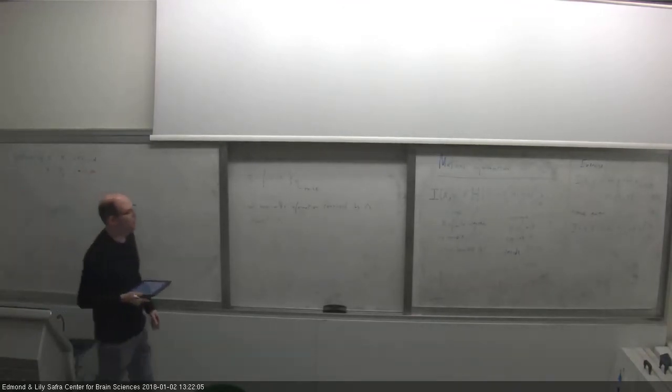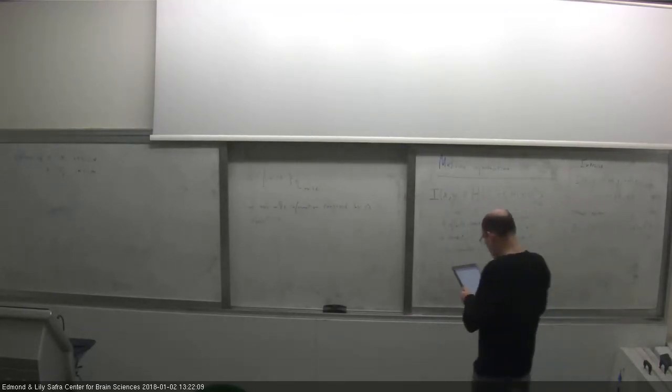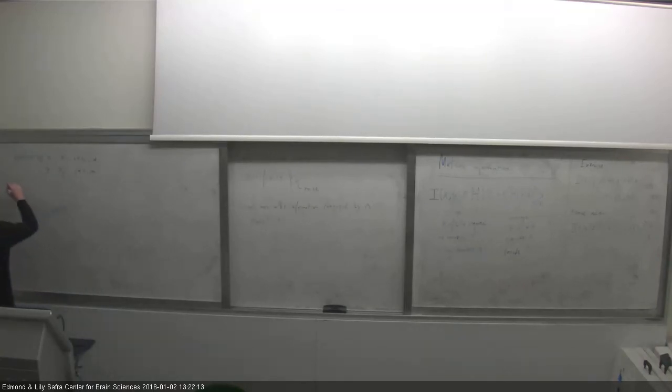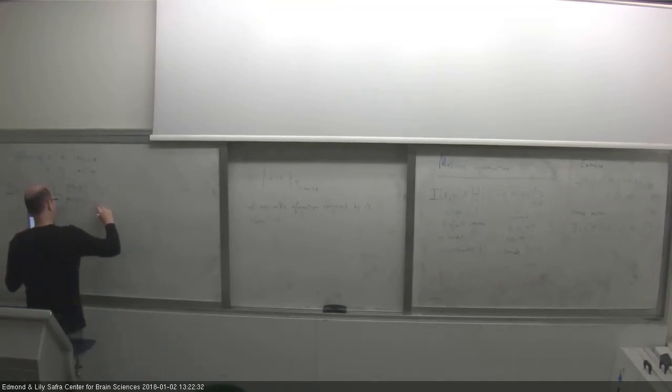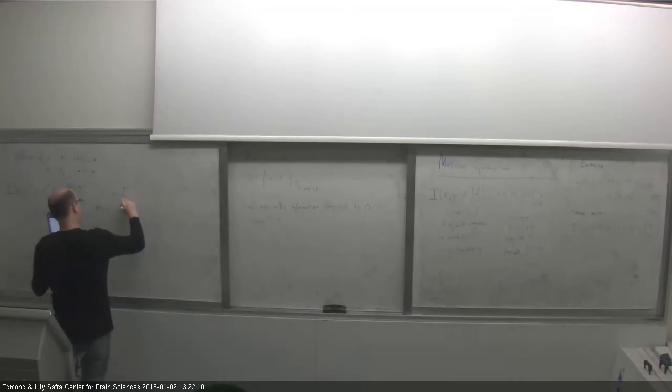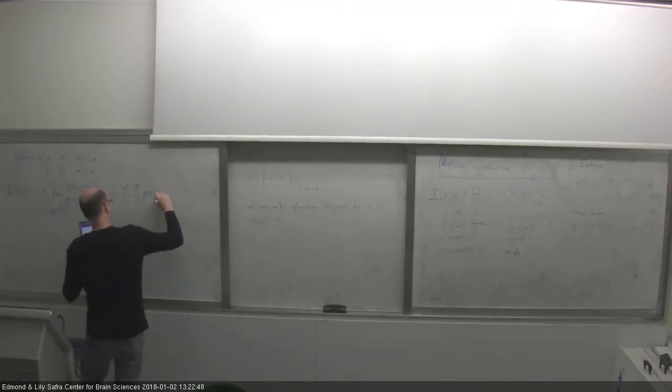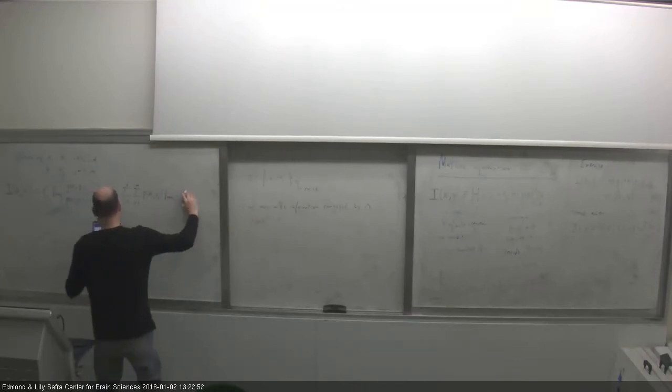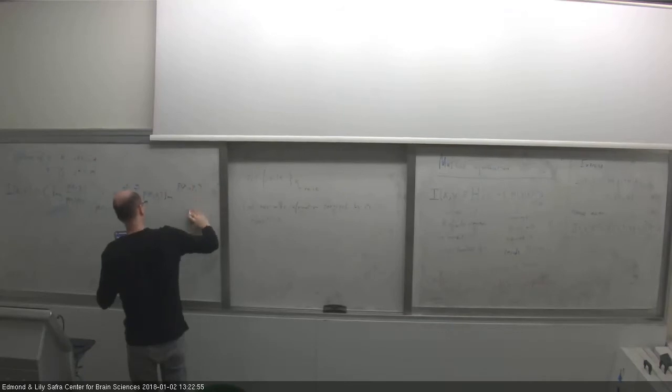So I claim that this expression can be written as follows. I of X and Y is equal to the average of log of p of x y divided by p of x times p of y, over the probability distribution of x and y, and I will write it as a sum over these values. So this means a sum over i going from 1 to n, sum over j going from 1 to m, p of x_i y_j, log of p of x_i y_j divided by p of x_i, p of y_j.